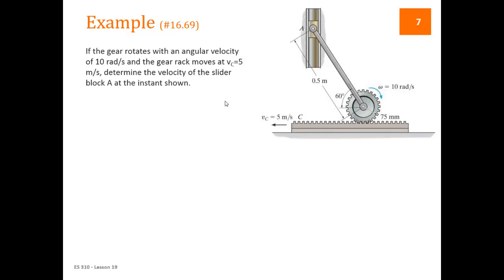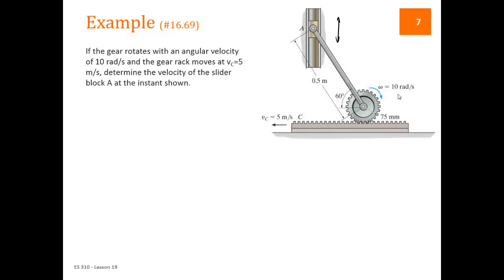So let's take an example of this. In this case, we have a gear rack down here at C that is moving with a velocity of 5 to the left, and that is causing the gear itself to rotate, and the gear is rotating at an omega of 10 negative, right? If we use our right hand rule, our thumb goes in, so this would be a negative omega. And our goal is to figure out what the slider is doing. The slider has to move up and down, right? It's constrained to move up and down.